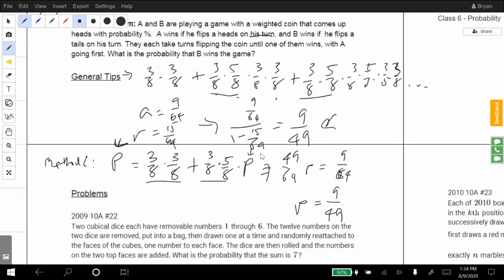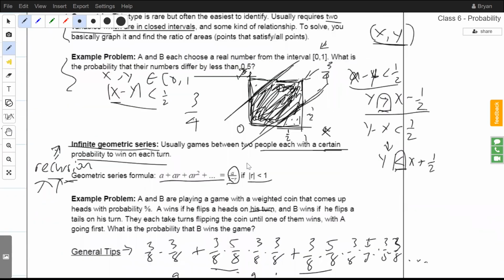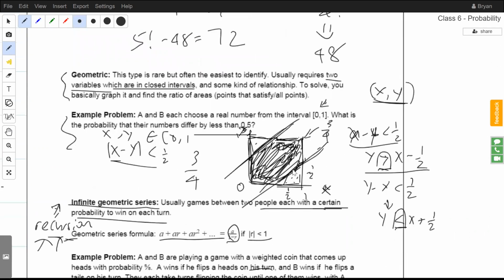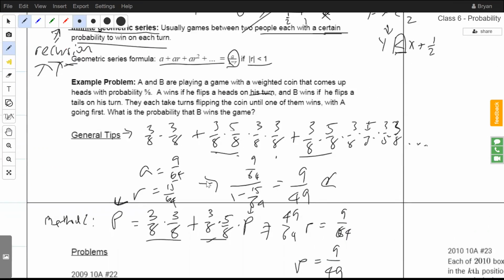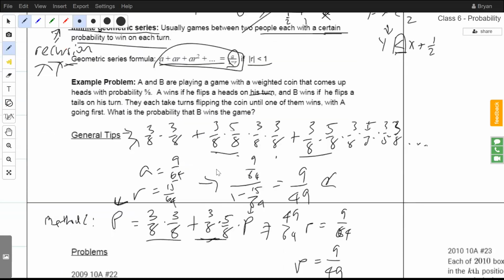And I just want you to realize that if you go back to the geometric series stuff that I just did, if we let P equal this sequence, then you'll find that this is similar to the way you actually prove this equation. Just a cool thing to note, but I'll move on now.